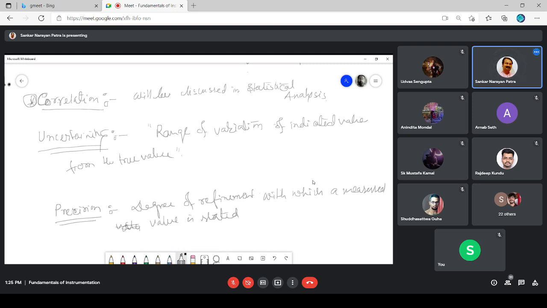What does it mean? You did 4 or 5 experiments, and you find the same output for the same input. Has the accuracy changed? No. It is equally inaccurate, and at the same time it is highly precise, because every time with the same experiment it produces the same output. Accuracy is less. The instrument has less accuracy but high precision.